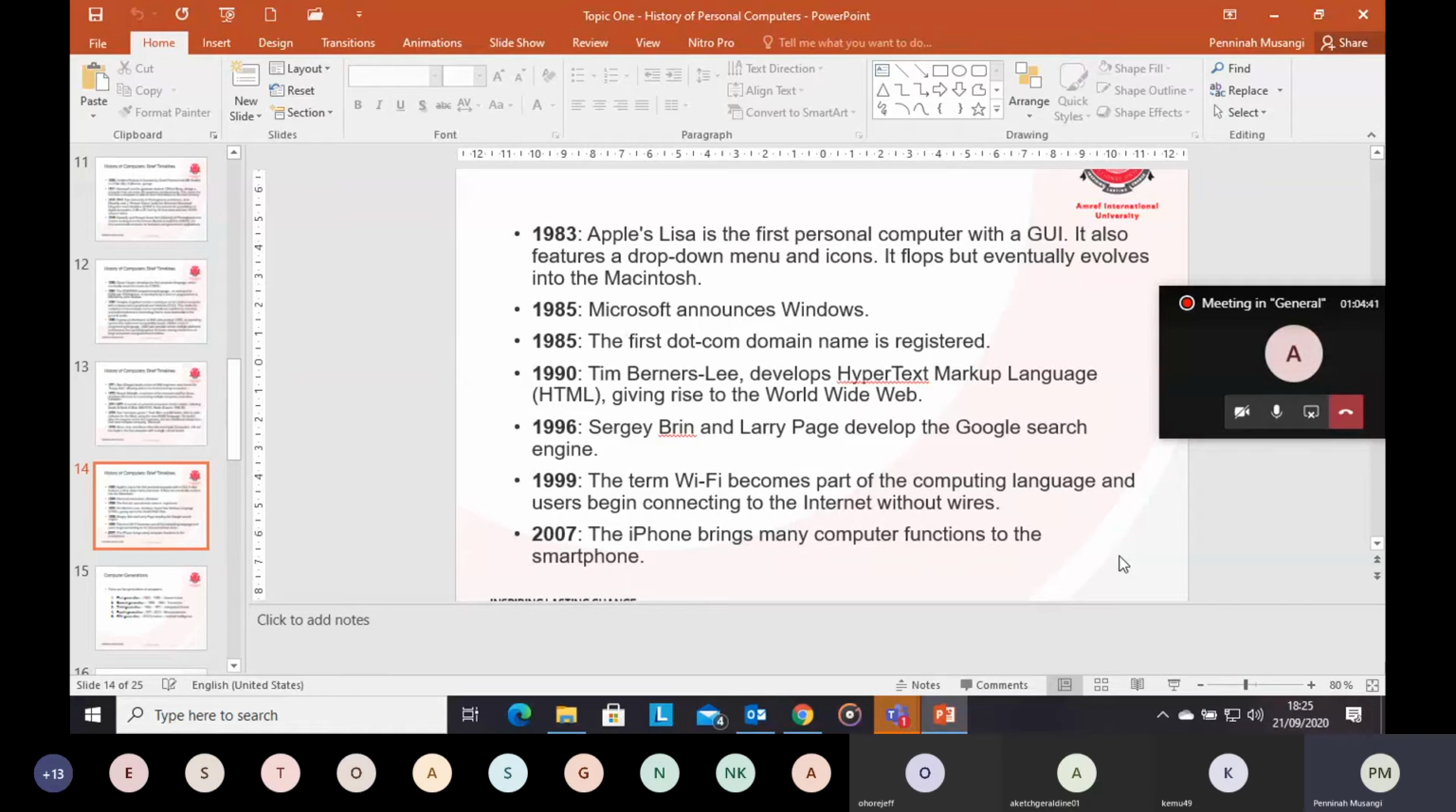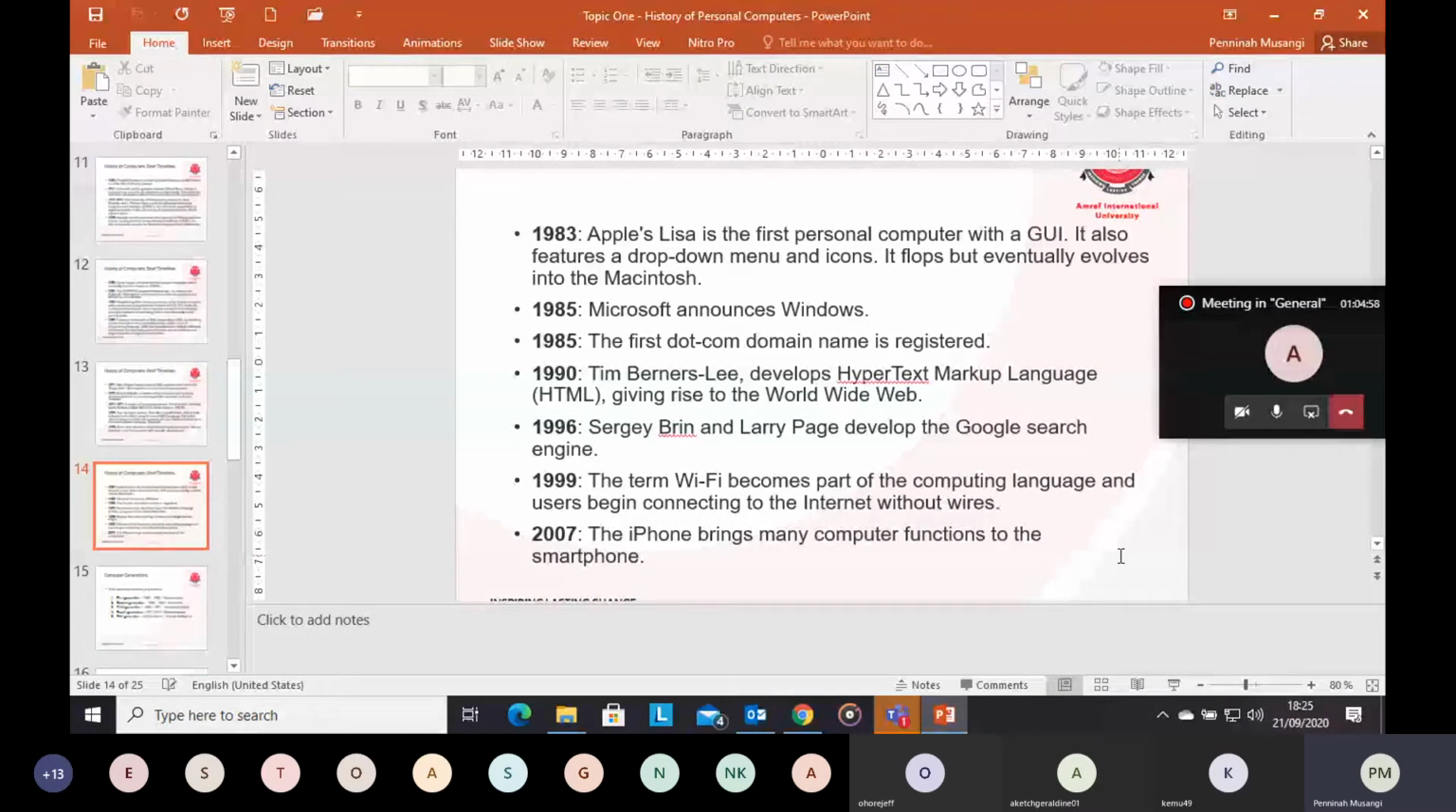1985, Microsoft announced their first operating system. Remember, previously the operating system we had was Unix. So the second operating system comes on board from the Microsoft company, and that was Windows.